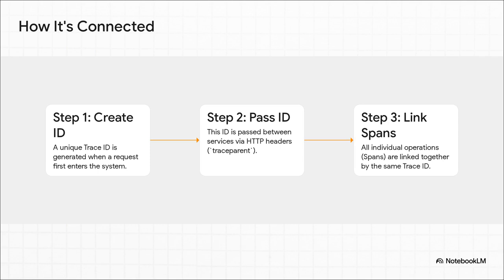So here's the secret sauce that connects it all. When a request first hits your system, it gets a unique trace ID. Think of it like a tracking number for a package. That ID is then automatically passed along to every single service that request touches. It's like a baton in a relay race. And that's what allows the system to stitch all those individual spans together into one single, easy-to-read story.